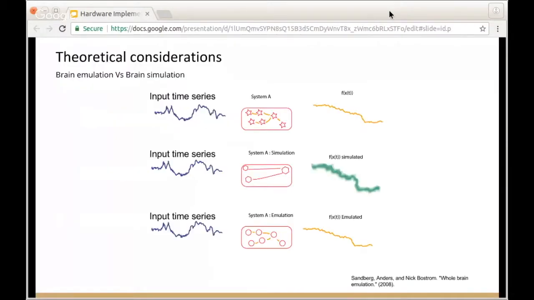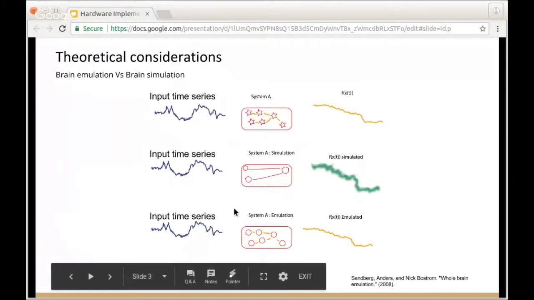So let's first start with the question: what is brain emulation, and what's the difference between brain emulation and brain simulation? Let's imagine that we have a system called System A, and we give the system an input, and the system processes that input and gives us an output as a result. And then we want to simulate the system. We give the simulation the same input, and we expect the simulation to generate a fairly similar output for us with a little bit of tolerance for error.